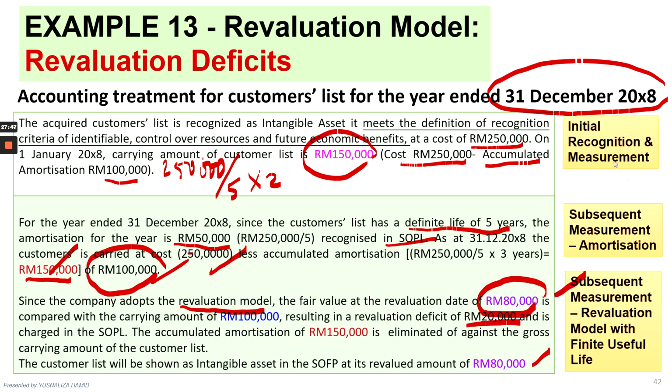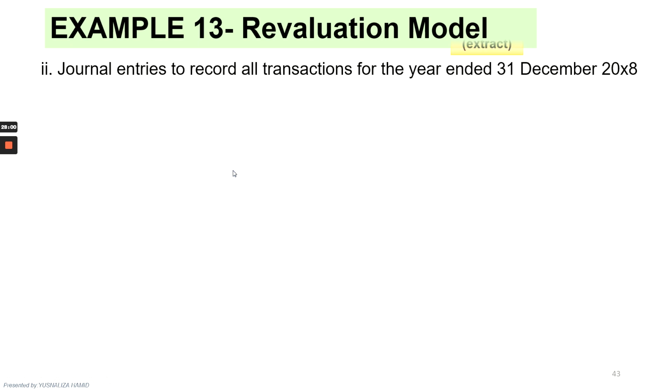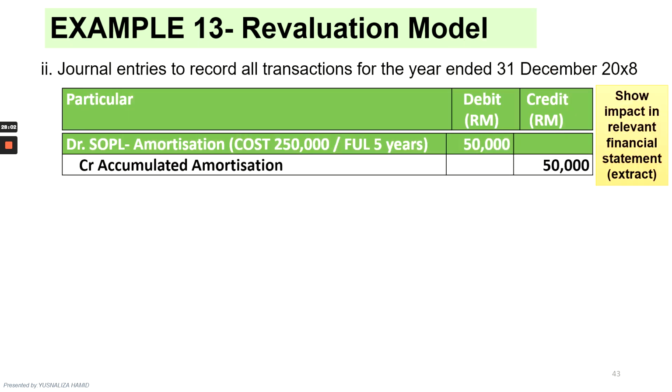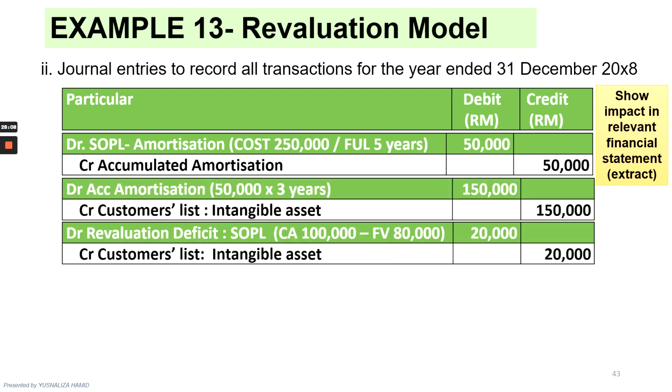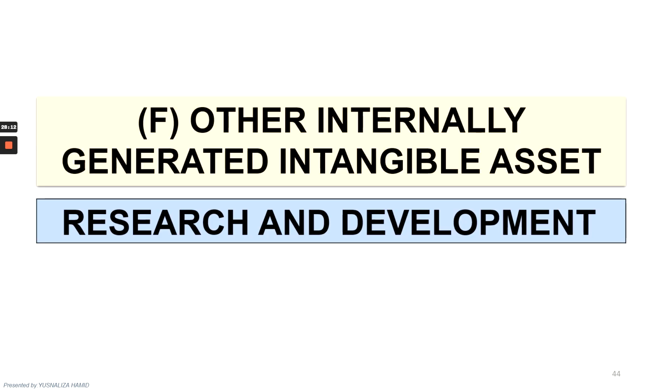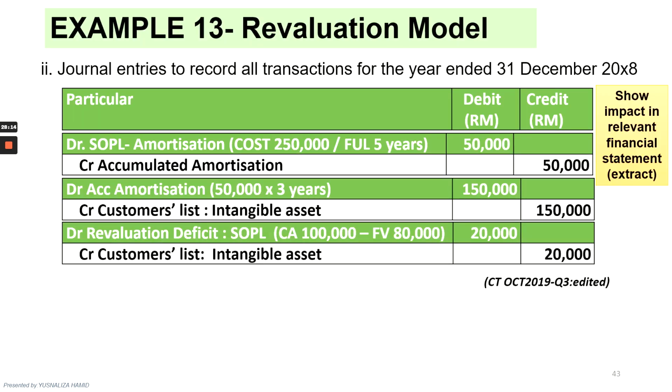Okay, these are the initial recognition, initial measurement, subsequent measurement, and also the treatment for the revaluation model for finite useful life. So this is the journal entry for the 3rd year: the amortization, accumulated amortization, and the revaluation deficit. That's it.